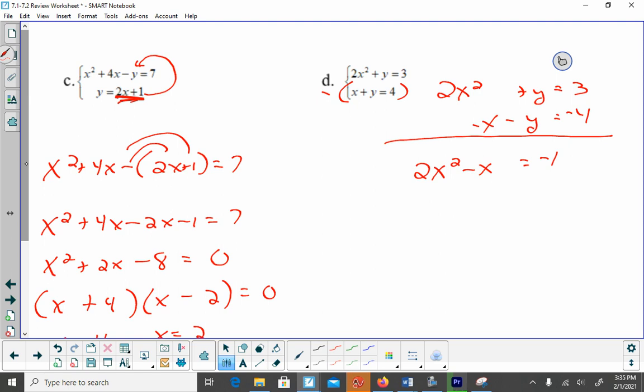I'm going to add 1 to both sides since it's quadratic. So I'm going to have 2x squared minus x plus 1 is equal to 0. I don't think it can be factored by product and sum. The product is 2, the sum is negative 1. So I am going to do the quadratic formula.